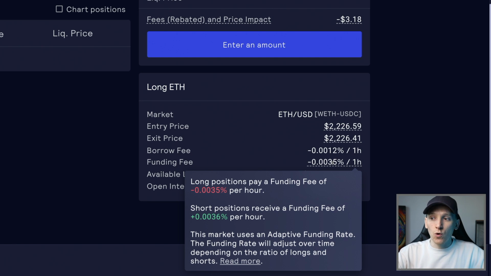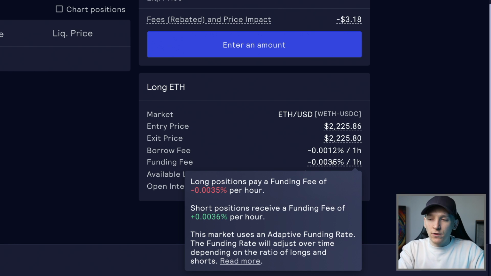And so if you're short, you're getting 0.0036% per hour just for being short. These funding rates or fees will change over time depending on where the market is, right? If the market is in balance, this funding fee is going to be almost zero. If the funding is way out of whack, the funding fee is going to be extremely high.